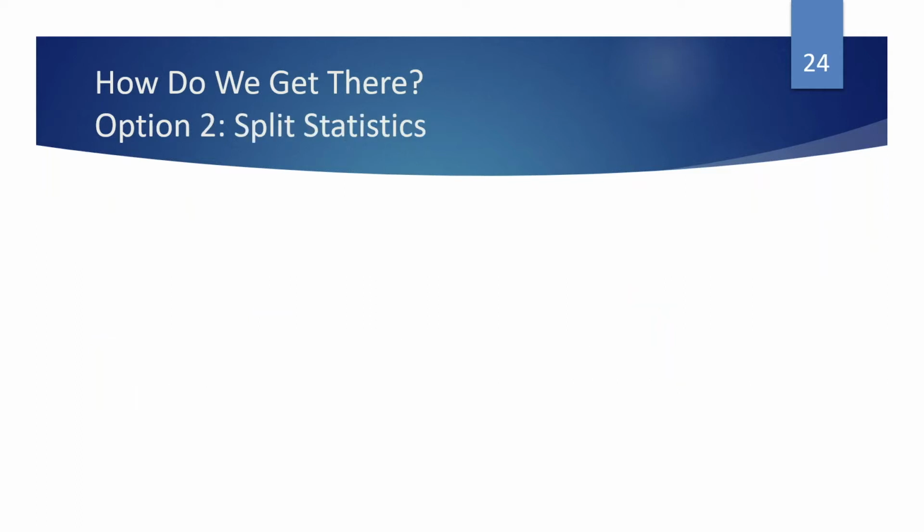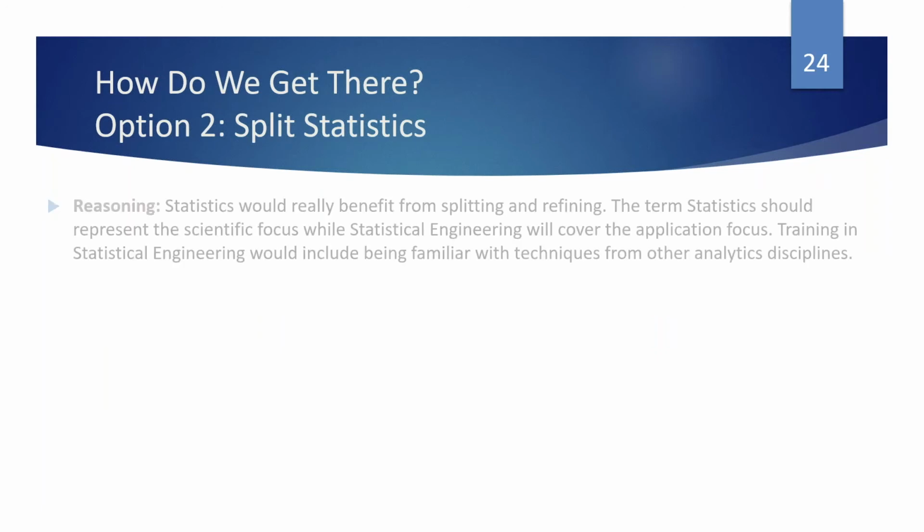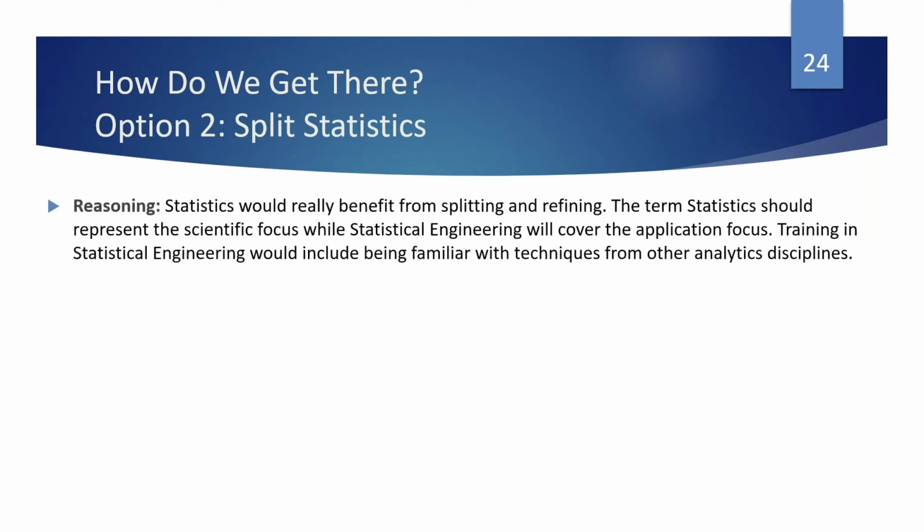Option number 2, what we're calling split statistics. Under this one, the idea is that, yes, we recognize that currently statistics is this weird hybrid. Maybe it would be better if we did kind of split it up and refine it, maybe made statistics be more of the science discipline, have more of a science focus, and let statistical engineering be a new discipline that covers the application. That way, the statisticians who are currently doing research can be more focused on that end, and those that want to do more of the application, okay, now we have an entire discipline to help you accomplish that, maybe better than we currently can. And again, the idea is we're coming in as collaborators.